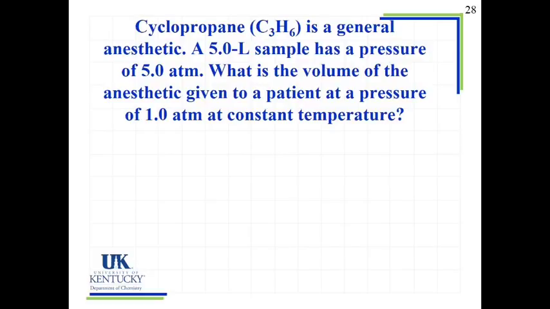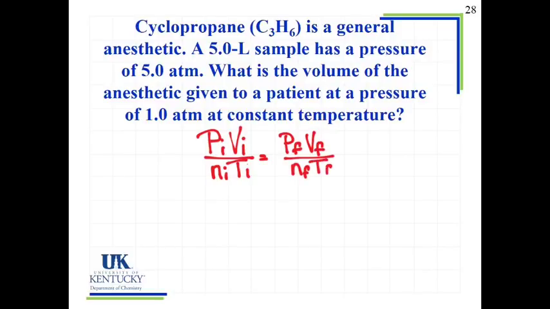So let's look at an example where we use this combined gas law. Cyclopropane, C3H6, is a general anesthetic. A 5.0 liter sample has a pressure of 5.0 atmospheres. What is the volume of the anesthetic given to a patient at a pressure of 1 atmosphere at constant temperature? So we see we have two sets of conditions. The first thing we want to do is write out the combined gas law: P1V1, or P initial V initial, over NiTi is equal to PfVf over NfTf.